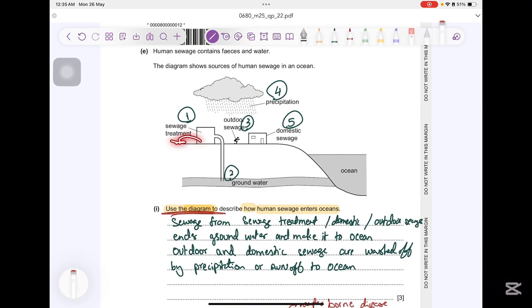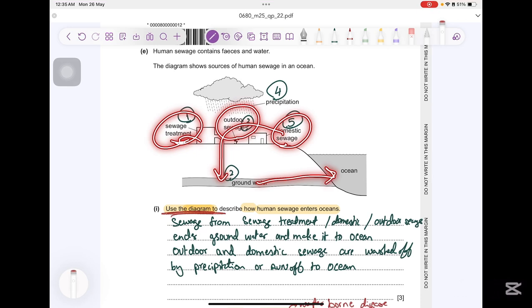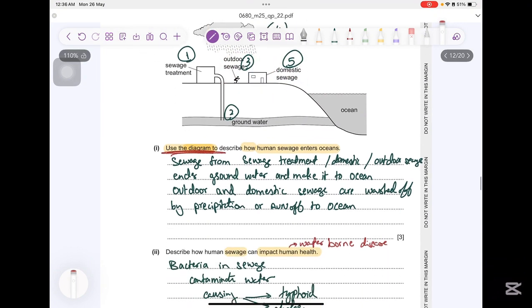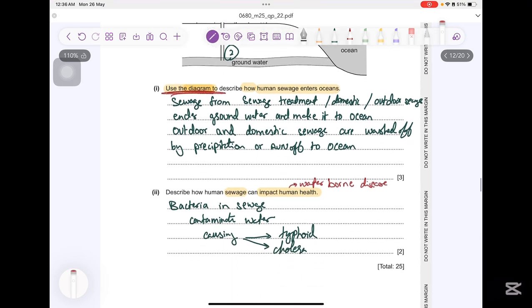First, sewage from sewage treatment, outdoor sewage, and domestic sewage make their way to the groundwater, where they get to the ocean. Or outdoor sewage and domestic sewage are leached or washed away by precipitation, making their way into the ocean. Pick whatever explanation you want, but you have to explain it right. I wrote my answer. Take a look at it.